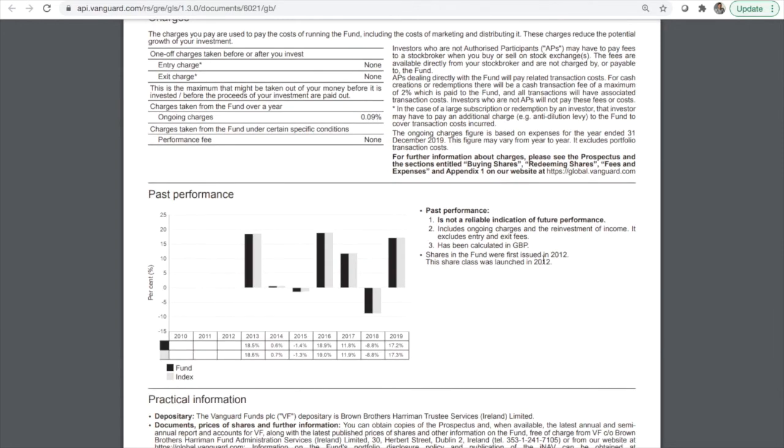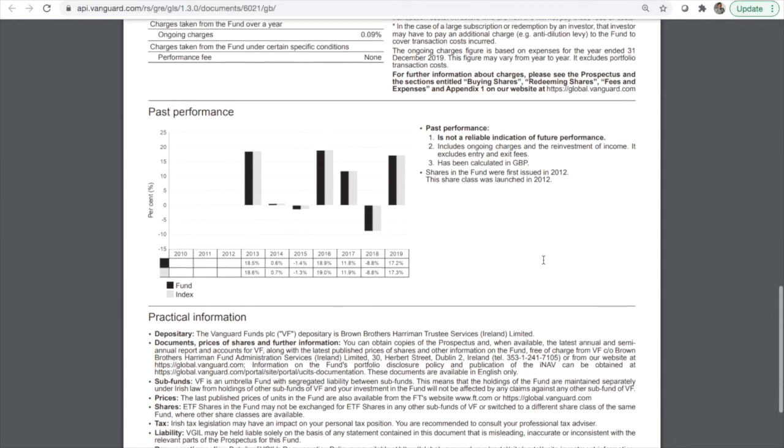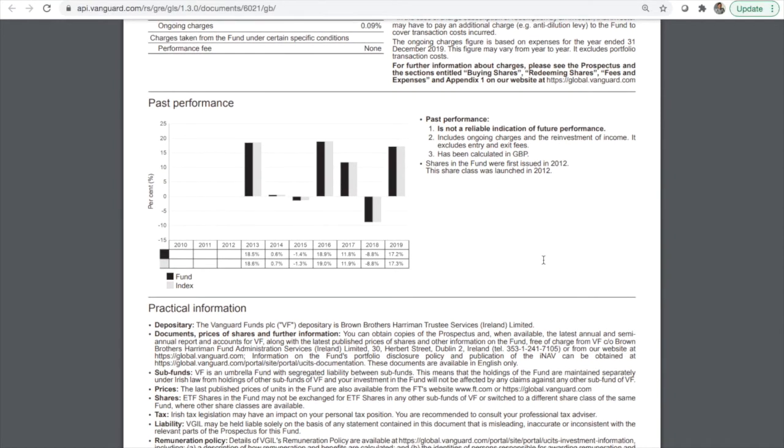And last but not least, I think the past performance is something that's really important to look at. So here we have the past performance since 2013, and it says here shares in the fund were first issued in 2012. So we don't have any data before 2012, it's from 2013 onwards. But we can see here how this particular Vanguard FTSE 100 fund has performed, and we can also see how the index itself has performed, so the FTSE 100.